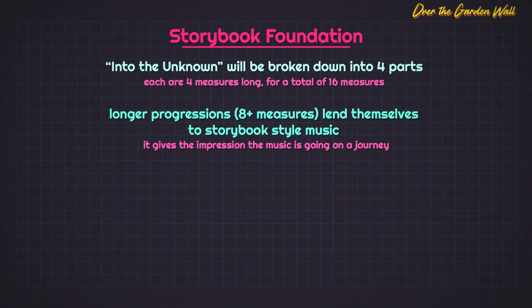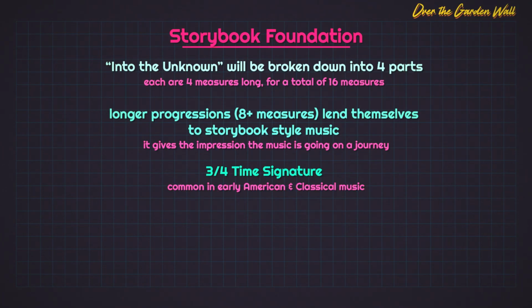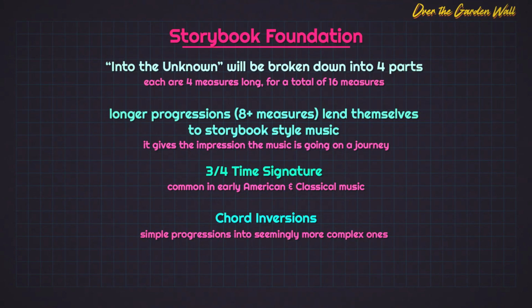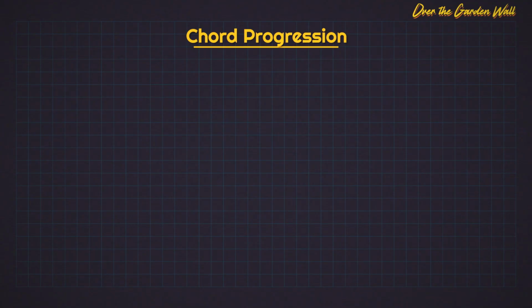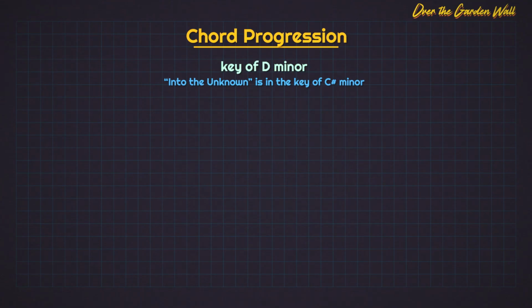Another element to the storybook feel is the 3/4 time signature. This time signature was common in early American and classical music. Next, the use of chord inversions. Inversions let you expand seemingly simple chords to something that sounds much more complex. Our chord progression will be in the key of D minor. If you're wondering, the original song Into the Unknown is in the key of C sharp minor.